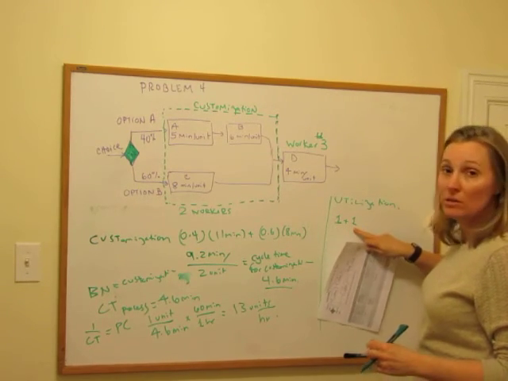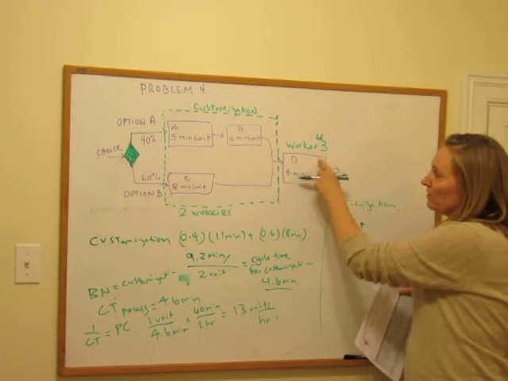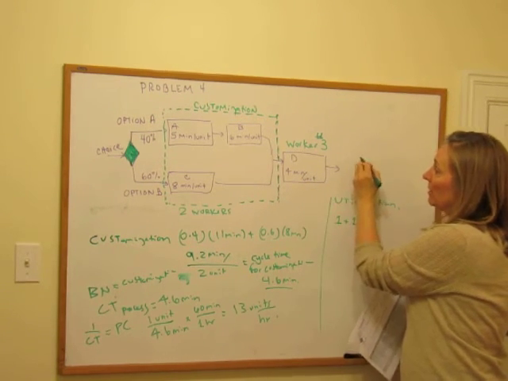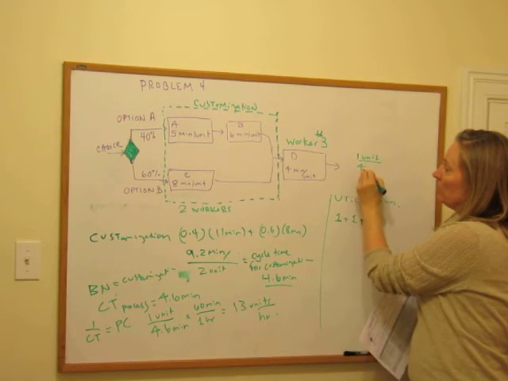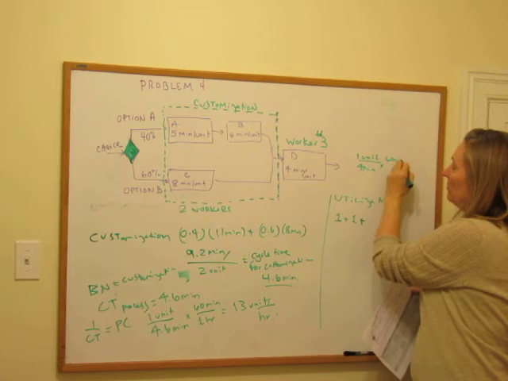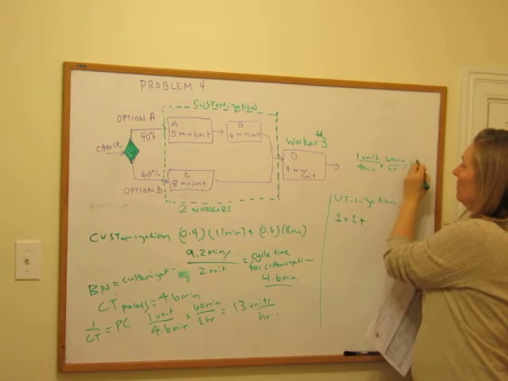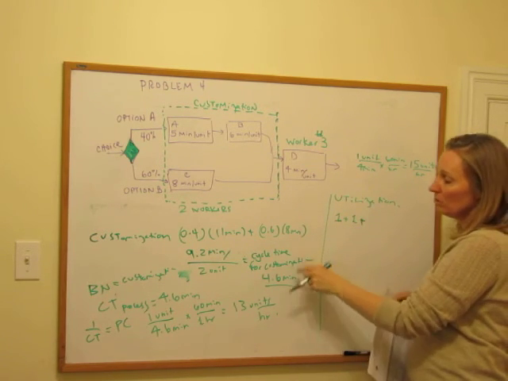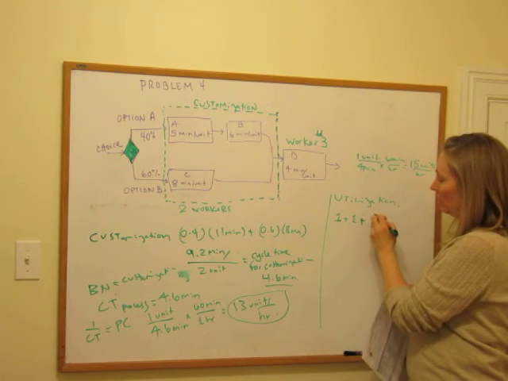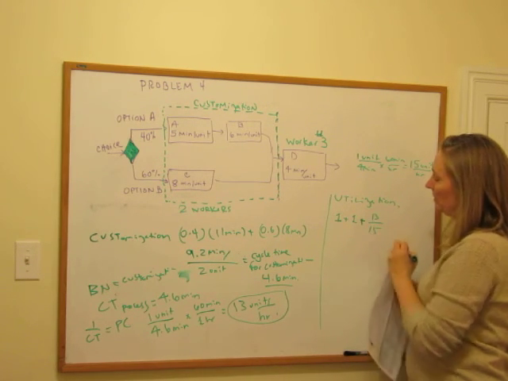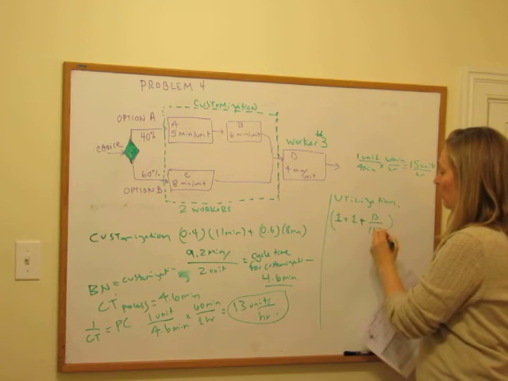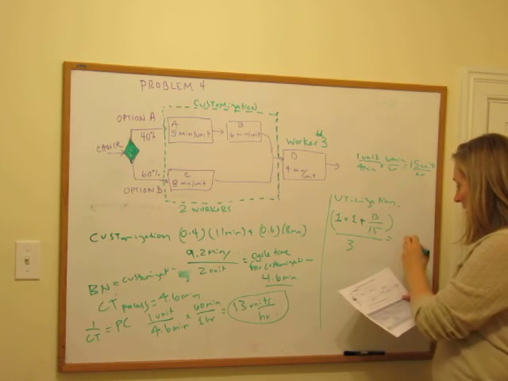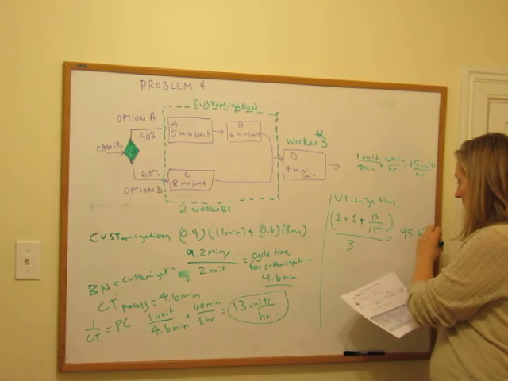So worker 1 and worker 2 are 100% utilized, and worker 3, well, how much is worker 3 utilized? Worker 3 can make 1 unit every 4 minutes, times 60 minutes per hour, so this turns out to be 15 units per hour. That's the capacity of worker number 3, but we're only using 13 units per hour. So we do 13 divided by 15 to get the utilization for worker number 3, and we take the average, so divide by 3. That turns out to be 95.6% utilization.